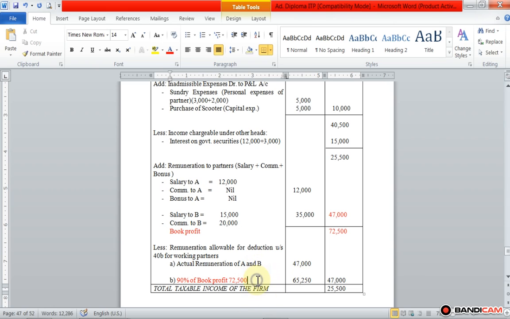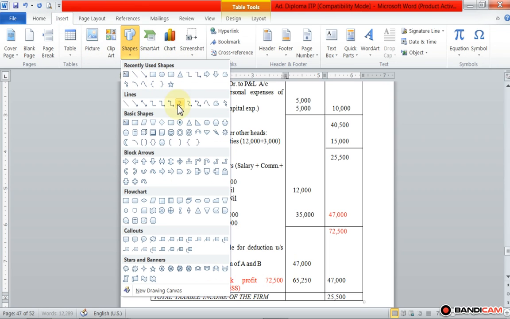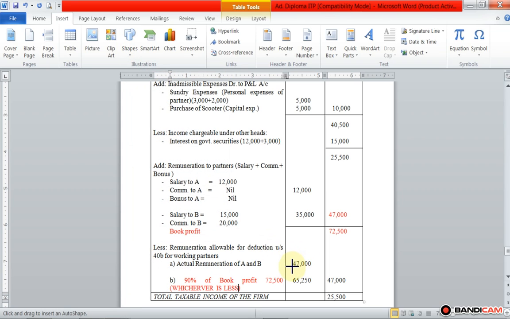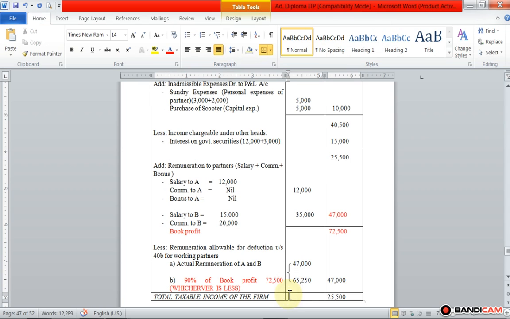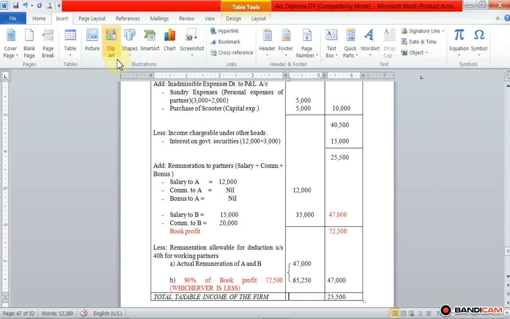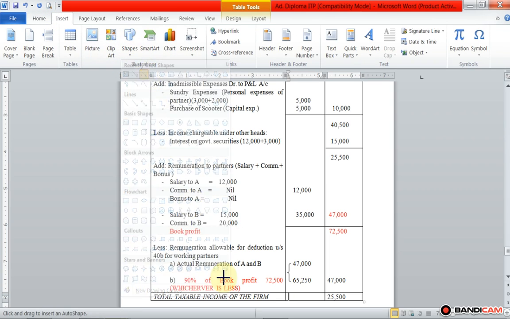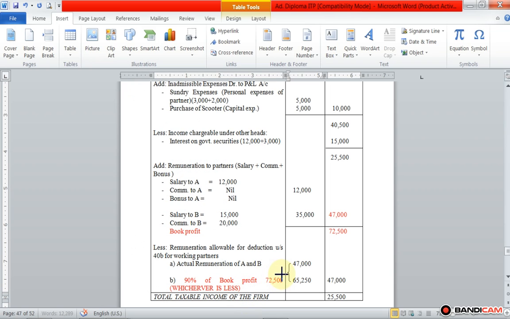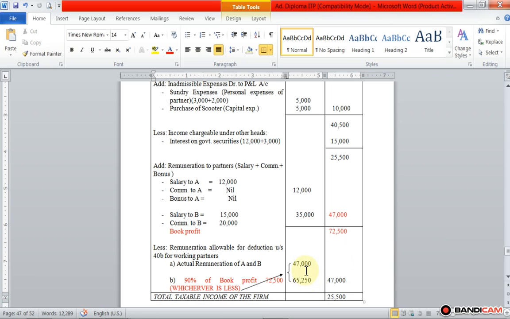या दोन्हीपैकी जी कमी असेल त्याला आपण म्हणतो विच एव्हर इज लोअर, विच एव्हर इज लेस इज अलाउड फॉर डिडक्शन. आता विच एव्हर इज लेस म्हणजे ज्या फिगर्स दिलेल्या आहेत त्या फिगर्सपैकी, या दोनपैकी जे लेस असेल ते अलाउड राहील डिडक्शनसाठी. विच एव्हर इज लोअर. लक्षात येते. तर यामध्ये जी कमी आहे ती डिडक्शन घेतलेलं आहे, म्हणजेच 47,000 ही रक्कम कमी आहे, ती डिडक्ट केली 72,500तून. आपल्याला इन्कम मिळाला फर्मचा 25,500 रुपये.